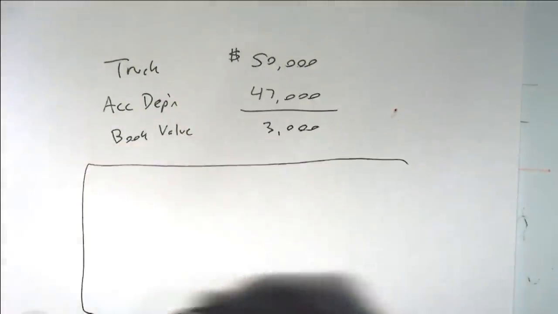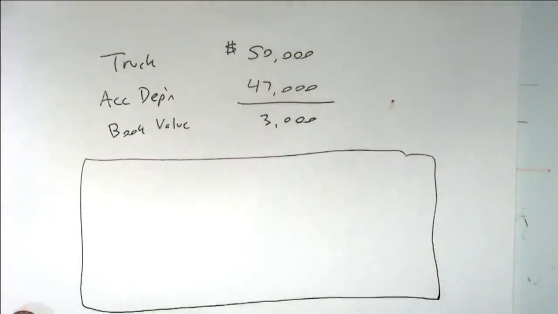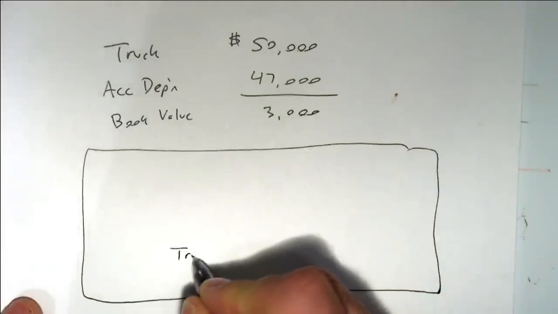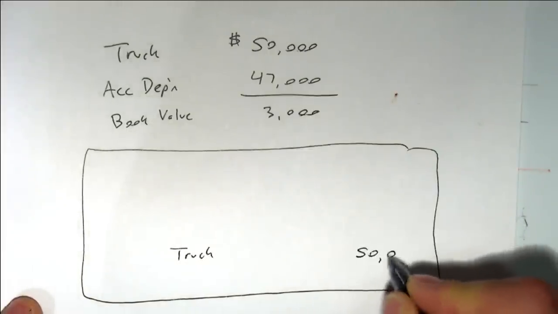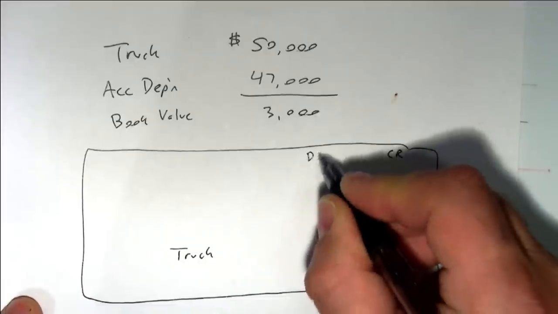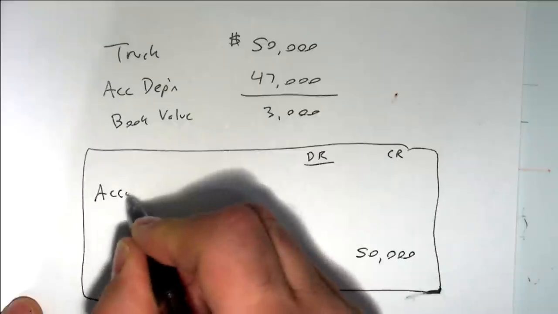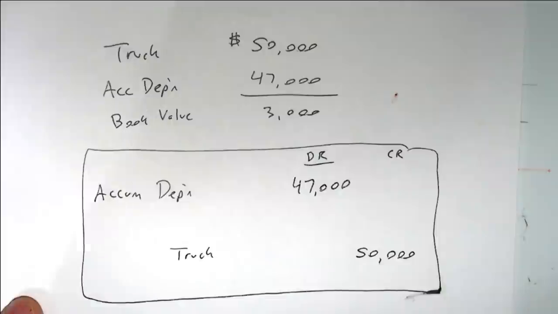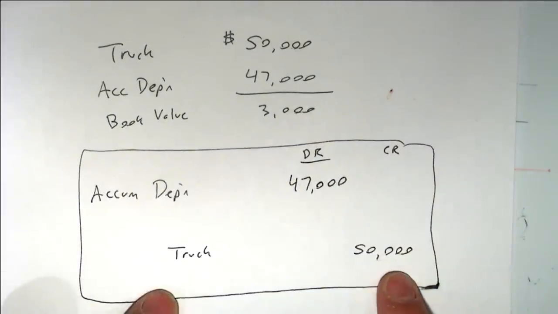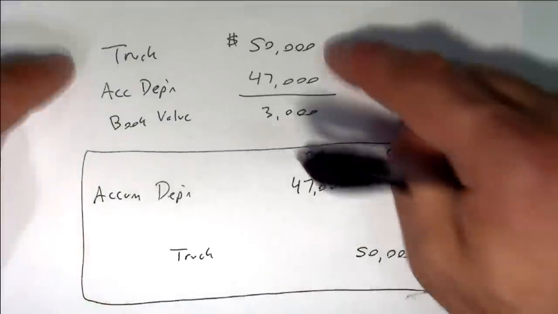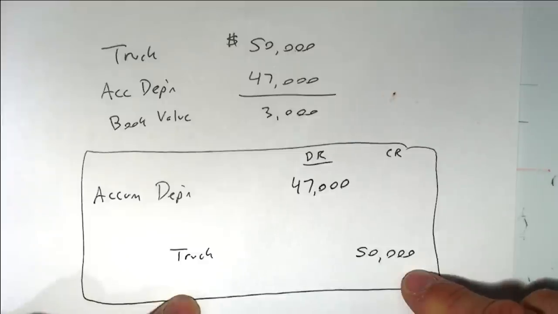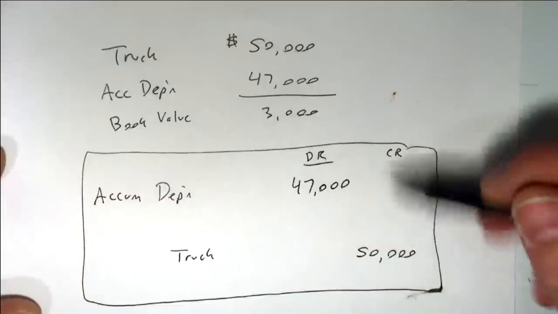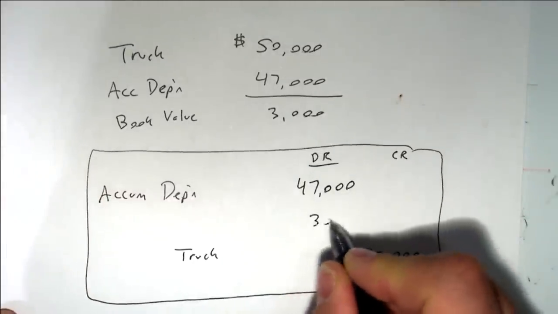Okay? Now, let's prepare the journal entry to remove that truck from our books. Okay, well, we would have to credit truck for $50,000, right? We would also have to remove the related accumulated depreciation from the books. Now, this is all review from Accounting 1, hopefully. You remember doing this? You remove the truck, you remove the accumulated depreciation. Truck is a debit balance account, so we have to credit it to take it off the books. Accumulated depreciation is a credit balance account, so we have to debit it to take it off the books. This journal entry does not balance. So what do we debit for $3,000?